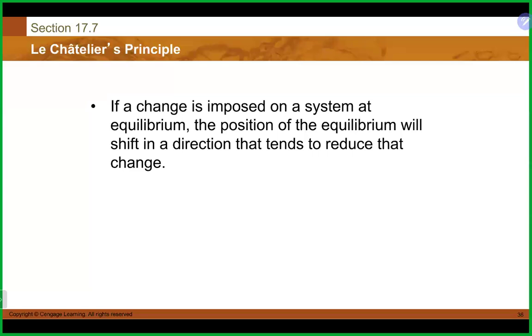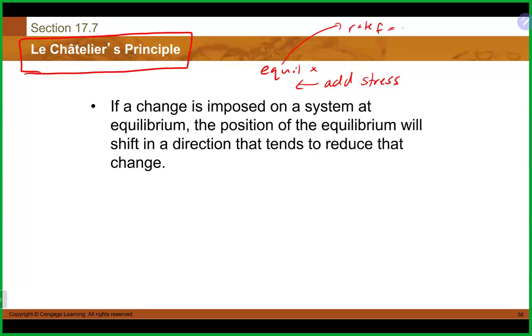So if a change is imposed on a system at equilibrium, it can screw up the equilibrium. And the next thing we're going to talk about is Le Chatelier's principle. Le Chatelier's principle is this idea that you basically have a system that's at equilibrium. So you've got this nice system, it's happy, it's at equilibrium. And then you do something to it, and it's sometimes referred to as adding some type of stress to it. And when you add a stress to a system at equilibrium, and again, what we mean by equilibrium is what we've been talking about, that the rate of the forward direction equals the rate of the reverse direction, it actually will screw up the equilibrium.